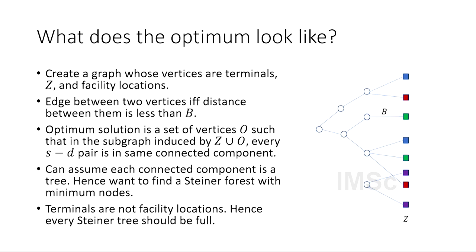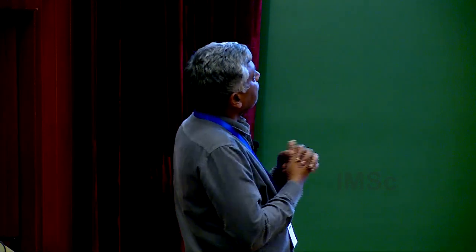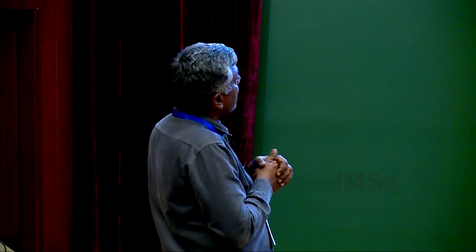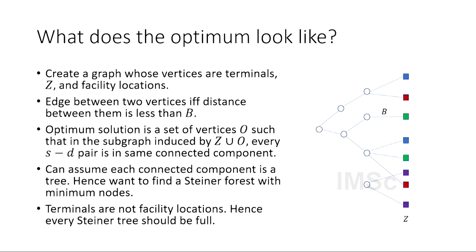So I claim the following, right? Suppose you took this metric that you had and created a graph, and you kept an edge between two vertices if the distance between them is less than b, which basically means you can go from one vertex to another. So we kept only such edges. Now the optimum solution is a set of vertices O. So the optimum solution would look like these vertices, these circles in the picture. This is what it will look like.